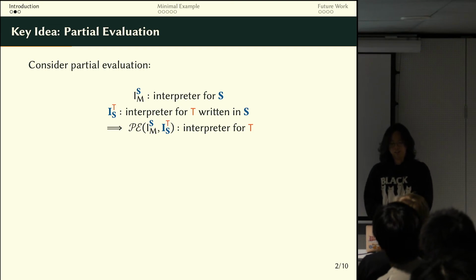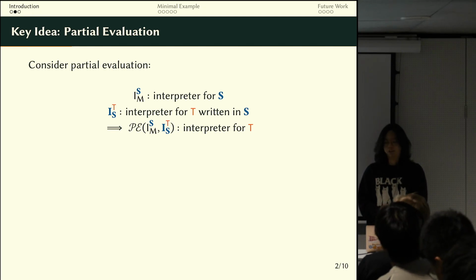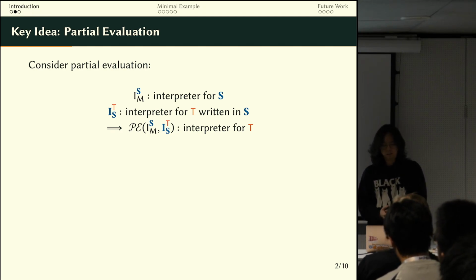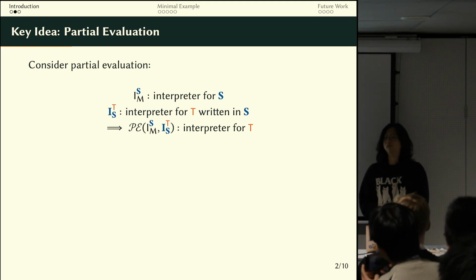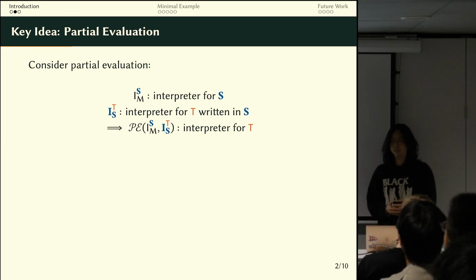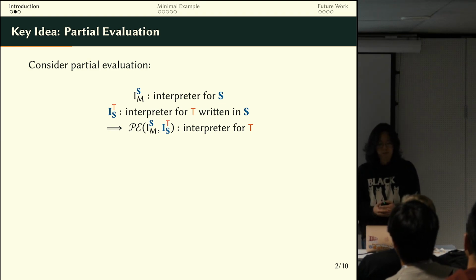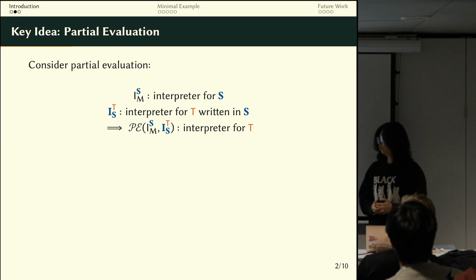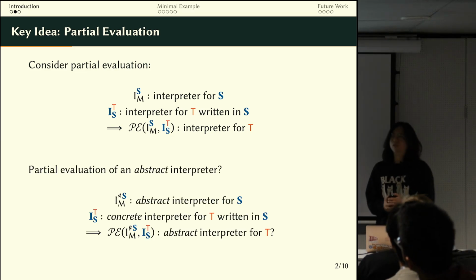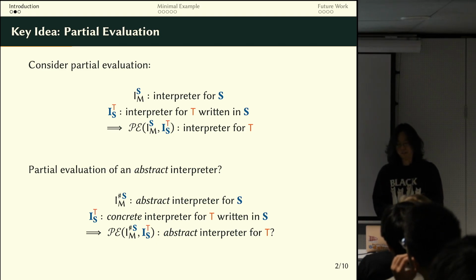The key idea is to use partial evaluation. Consider the situation where we partially evaluate the interpreter for S with respect to an interpreter for T, which is written in S. The result is another interpreter for T, which is written in the language that was used for writing the S interpreter. This can be extended to abstract interpreters. So we can specialize an abstract interpreter for S with respect to a concrete interpreter for T. And the result would be some kind of interpreter for T.